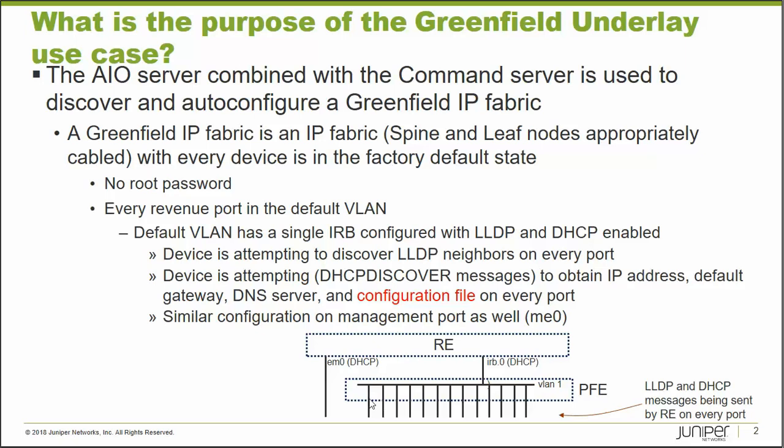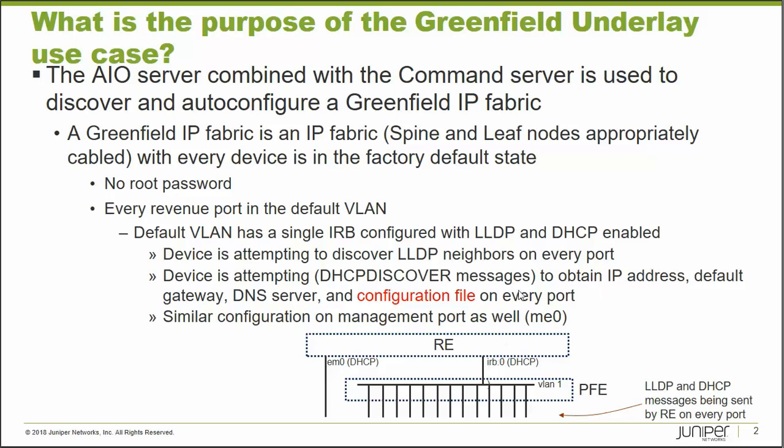these DHCP discover messages will go out every single interface. Another thing going on on all of these revenue ports, not the management interface, is that they have LLDP enabled, so they're attempting to discover neighbors on the remote ends of these interfaces. You want to make sure you're cabled properly and only cabled to other IP fabric devices, because you don't want any random neighbors discovered. So the device is sending DHCP discover messages on every single port, and hopefully it's the AIO server that will respond in the end. We'll see that topology here in a second.